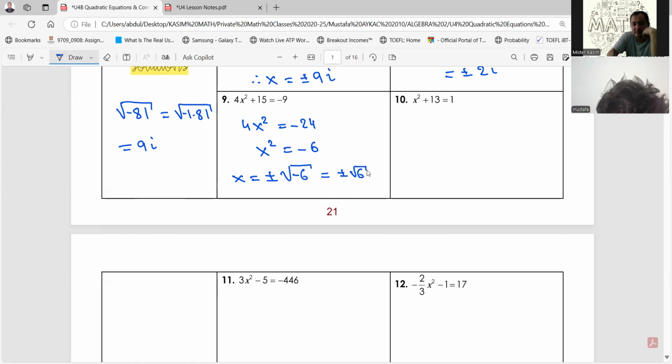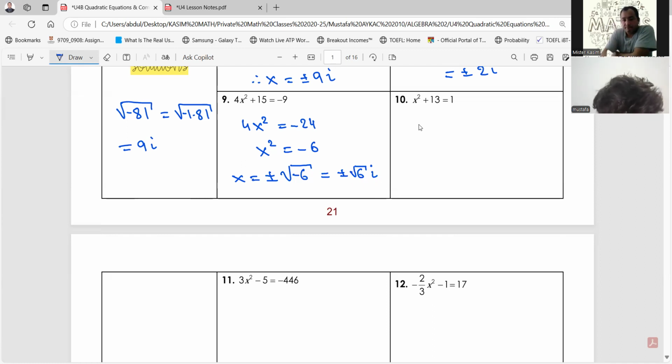Which equals the square root of 6 times i, right? Square root of 6, plus minus. So that means that the first root is negative square root of 6 times i. The second root is positive square root of 6 times i. Okay, question 10.